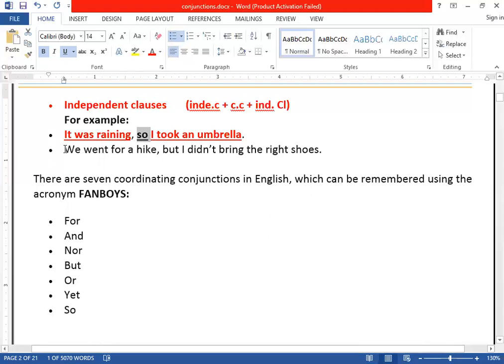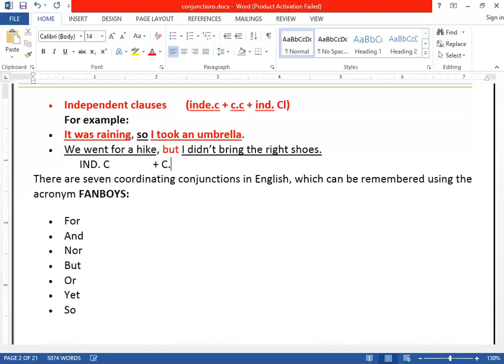Let's take another example. We went for a hike. This is one clause. I didn't bring the right shoes. This is another clause. We have used the conjunction "but". So "but" is a coordinating conjunction because both clauses are independent clauses. Clear? The first one is an independent clause, then we have a coordinating conjunction, plus again an independent clause.